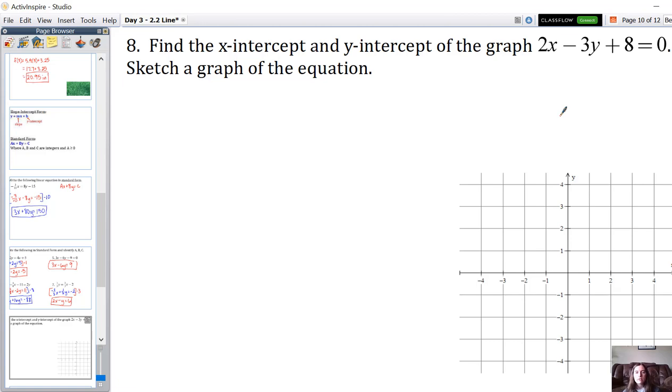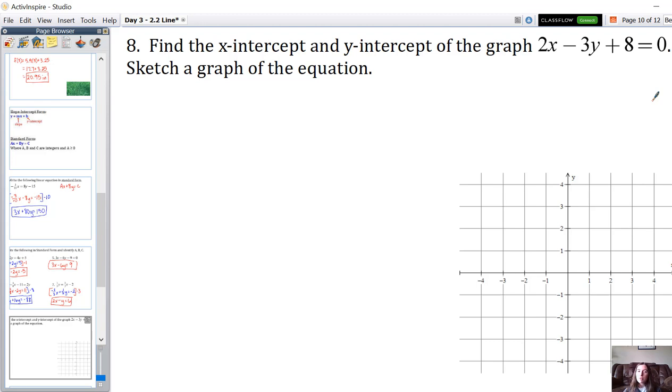Now you might be thinking to yourself, why do we even need standard form? What's it good for? Here's where that's going to come into play. So in this example, we need to find the x-intercept and the y-intercept of the graph 2x minus 3y plus 8 equals 0, and then we're going to sketch a graph of that equation.